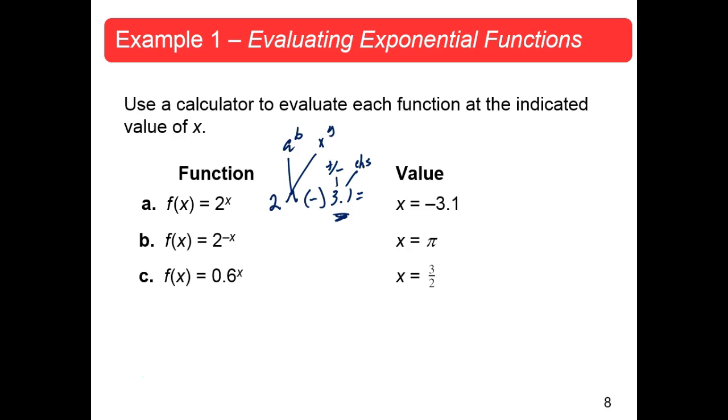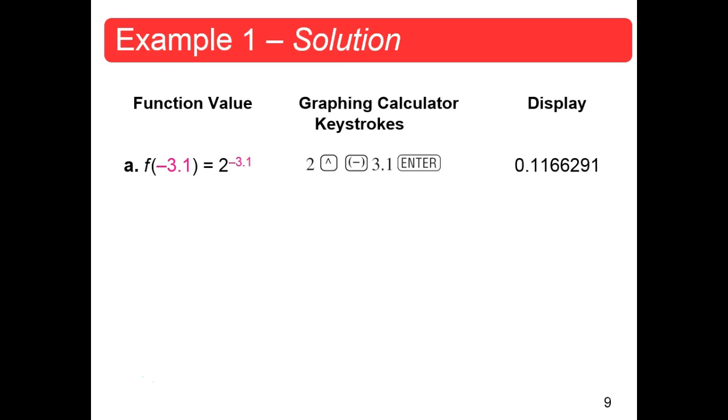So get used to evaluating exponential functions. Your base is a number, your variable is your exponent. Okay? And here they show you, using those same keys I was doing, that f of negative 3.1 would be 2 to the negative 3.1: the 2, caret, negation key, 3.1, enter, and you get 0.116, blah, blah, blah.